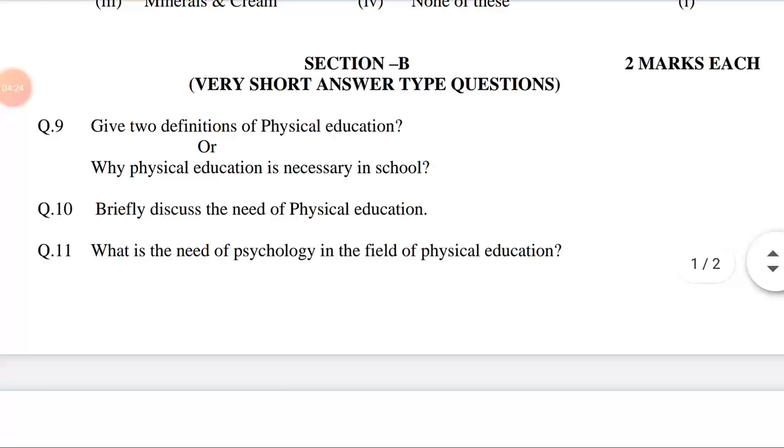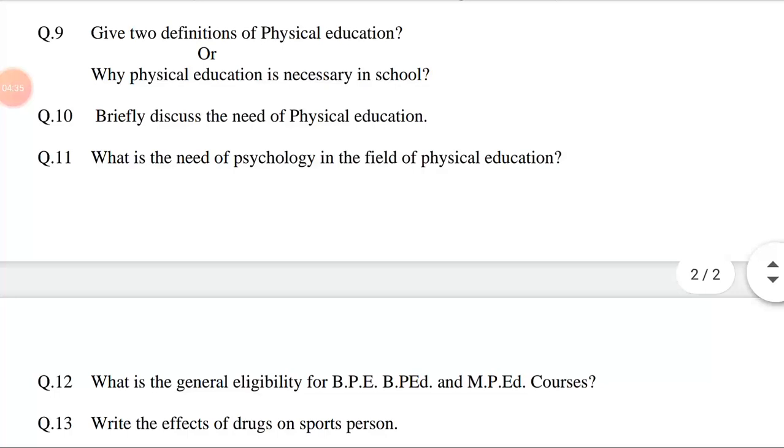Section B, very short answer type questions. 2 marks each question. Give 2 definitions of physical education. Give means to provide. Definitions is statement of the exact meaning of a word. This question is related to chapter number 1, concept of physical education.